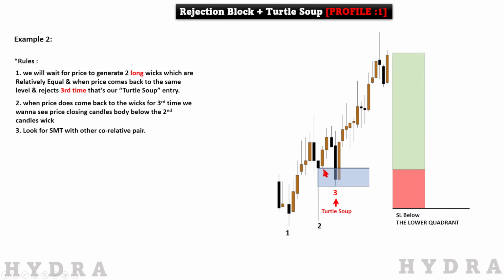So this is our entry right here. As soon as price comes all the way down, touches this, closes the candle's body below, we executed the second candle right here, and our stop loss, you can manage your stop loss accordingly here. Okay, what I will do in this situation is put my stop loss below the lower quadrant right here, but you can also put your stop loss below here, and our ideal target is 2R. That's what we will do.